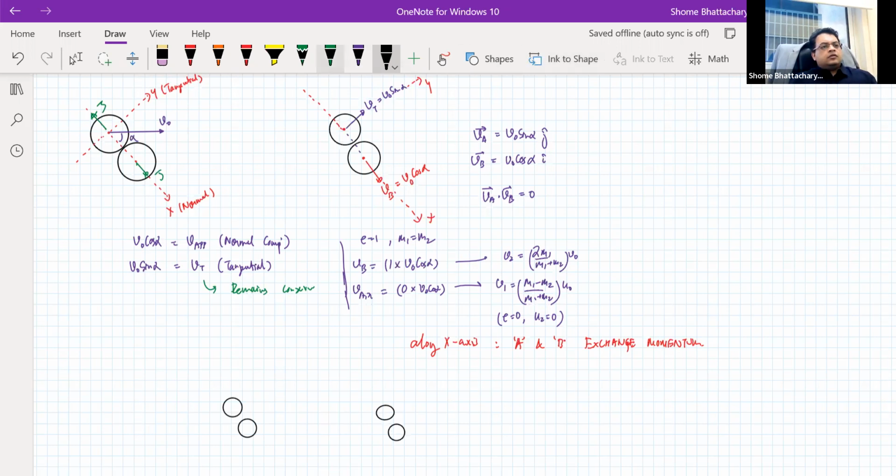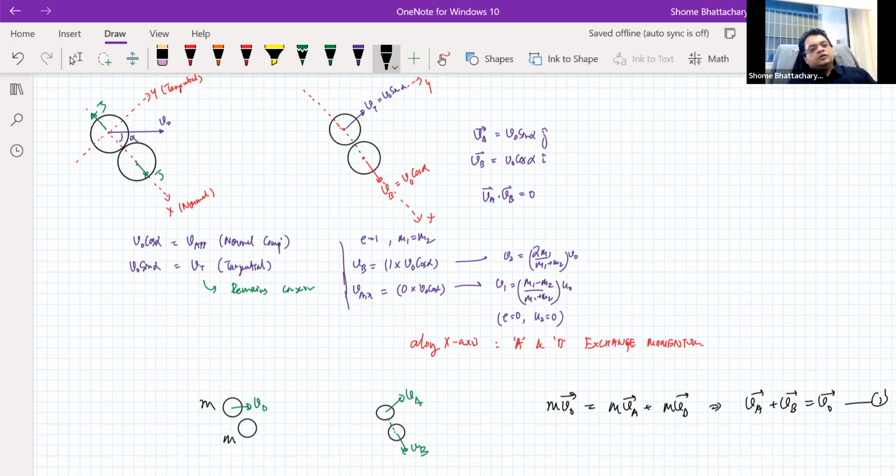So if this is our initial situation, and this is our final situation after impact, what we are trying to prove is that this angle should be 90 degrees. But keep in mind that the masses are equal. Momentum conservation will give us that mv naught is equal to mva plus mvb. So it's telling us that the vector sum of va and vb is equal to v naught because the masses are equal. And perfectly elastic.